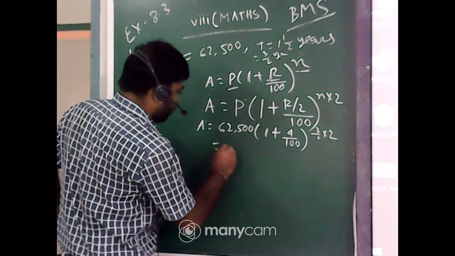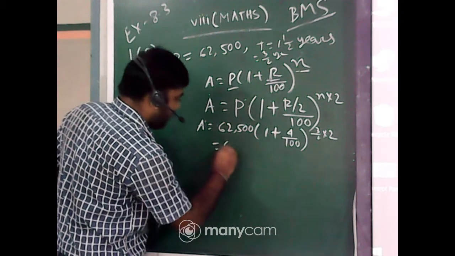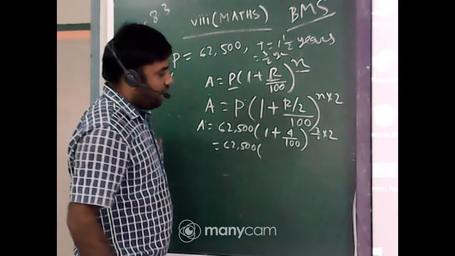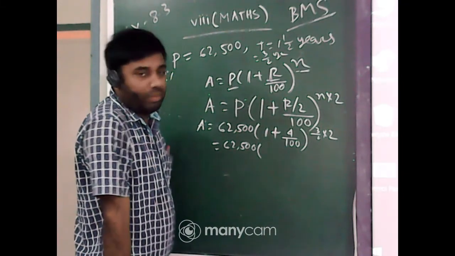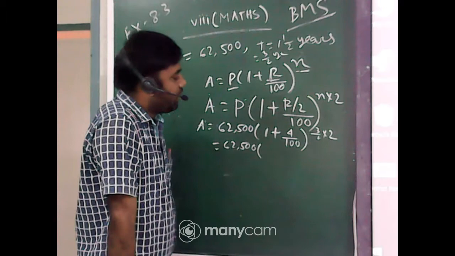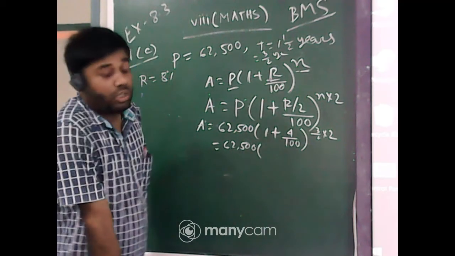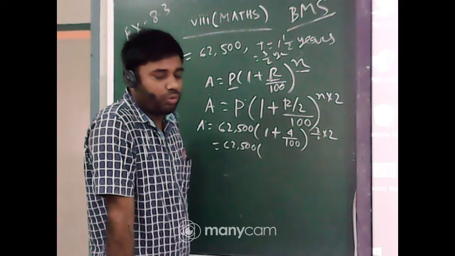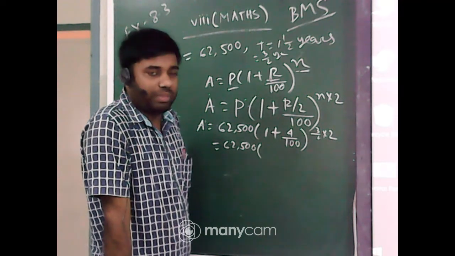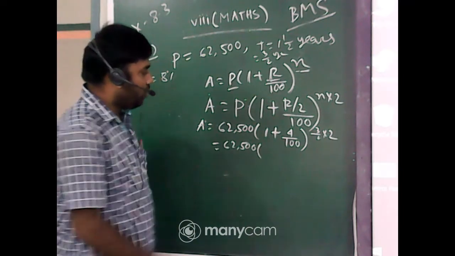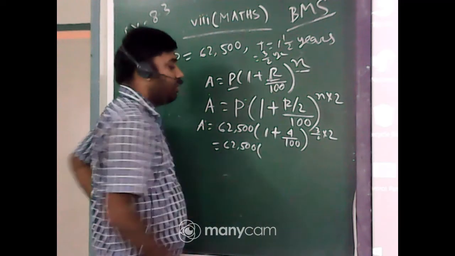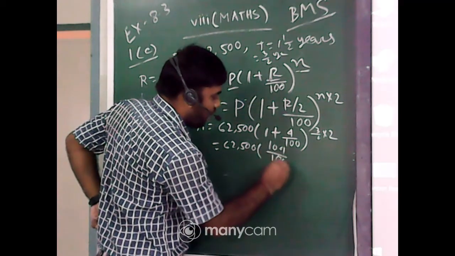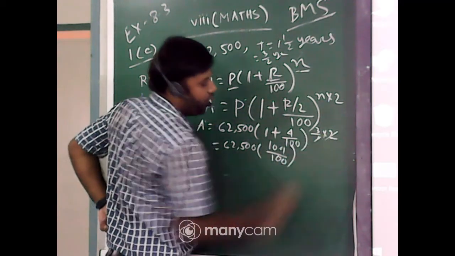So therefore 62,500. You can reduce this by 2, but the calculation will be difficult that time. If you reduce it to 2/50, that will be 52/50 whole to the power 3, and that will be difficult for you to calculate. So that's why just add it: 100 in 1 plus 4/100 means 104/100, and reducing 3/2 into 2, we get 3.